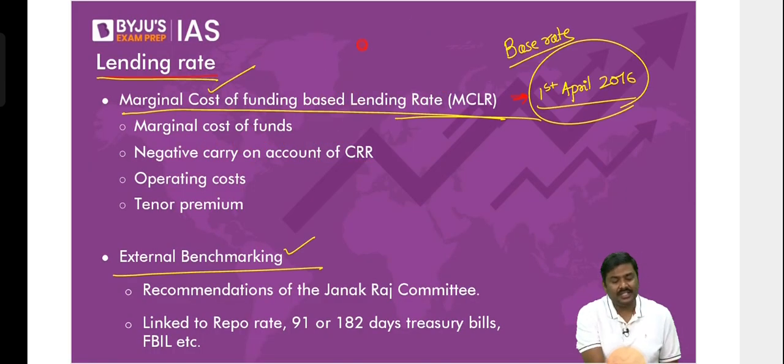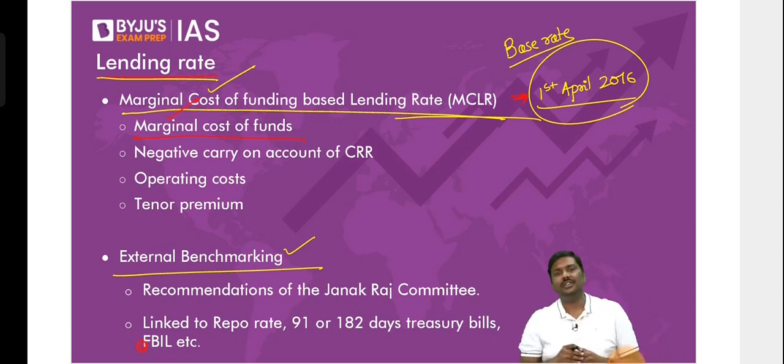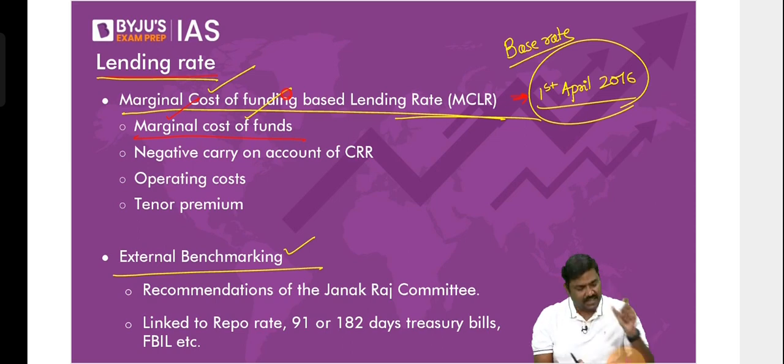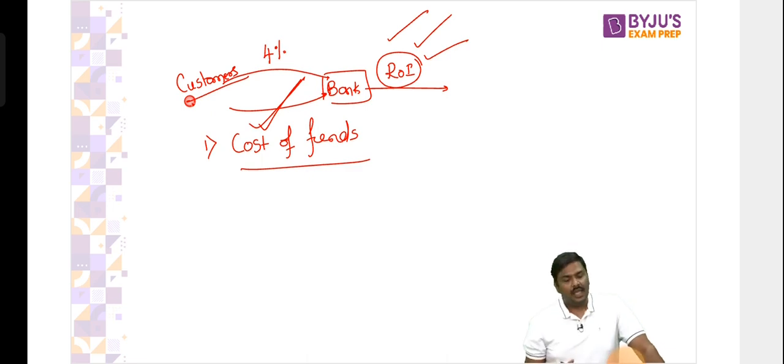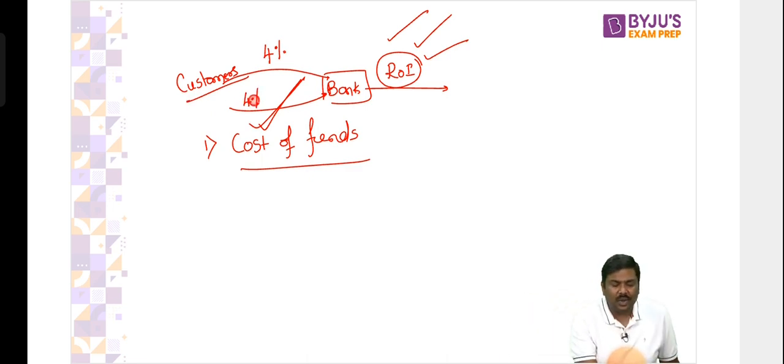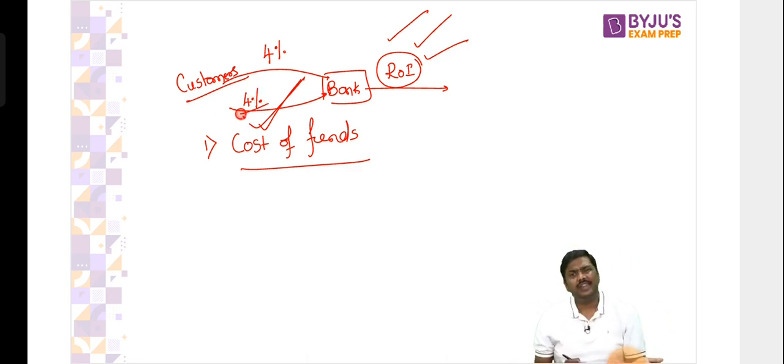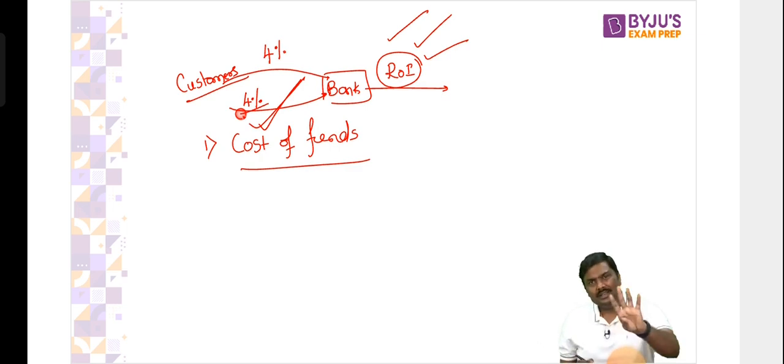So the first one was marginal cost of funds. You wrote cost of funds, but in the book it is given as marginal cost of funds. What do you mean by marginal cost of funds here? Rather than simply assuming the cost of funds is the same, let me tell you the meaning of marginal here. Imagine you collected deposits and on an average, you gave 4% rate of interest to customers. And you took loans from RBI and the repo rate was 4% currently. So what is the cost of funds? Straightforward 4%.